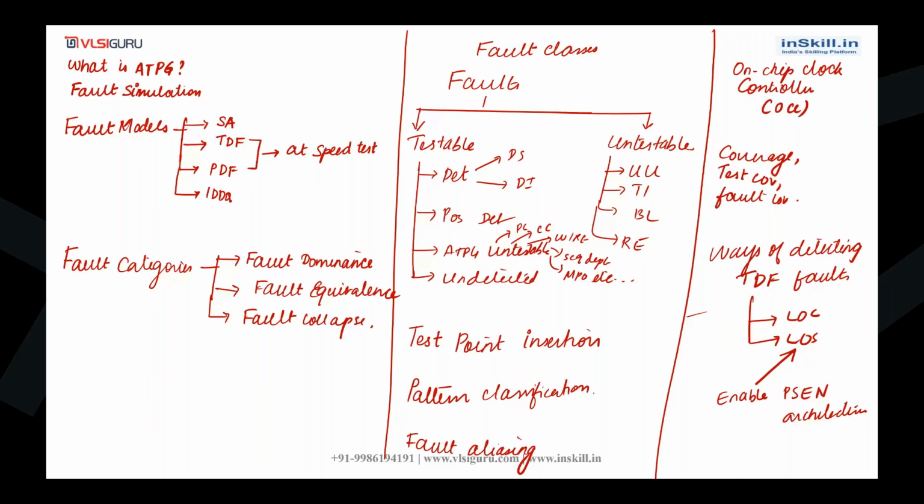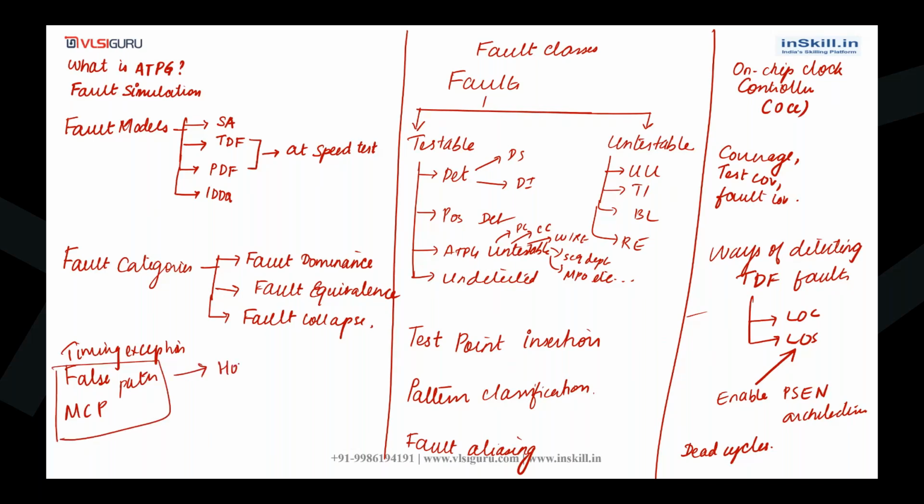We will try to understand what is called a dead cycle. What are dead cycles? And then timing exceptions like false path and multi-cycle path. What will happen? How is it taken care of in stuck at? And what will happen in TDF?